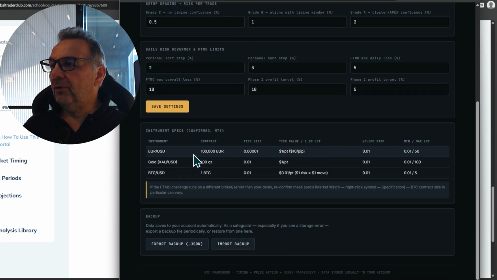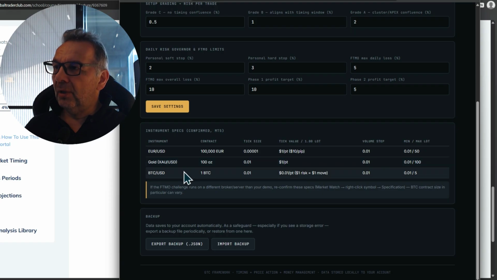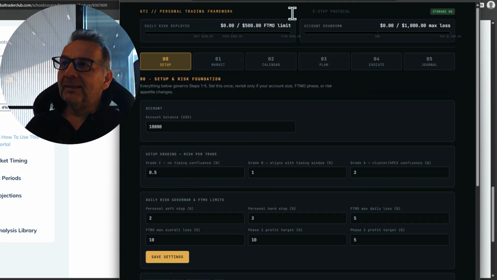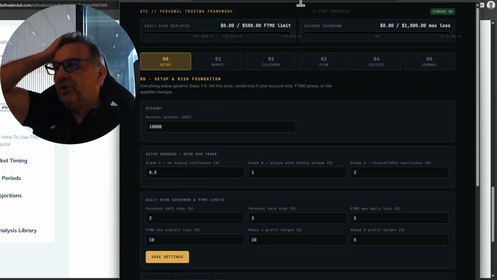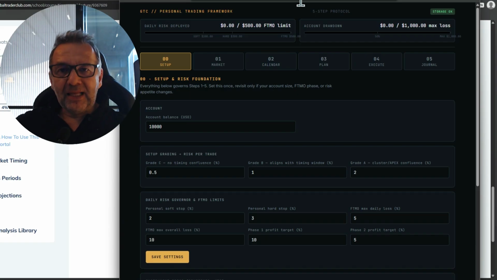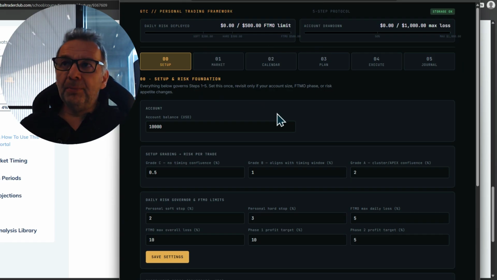Here I've got whatever I want to trade. So I've got euro, dollar, gold, and Bitcoin. I'm going to be working off this. You can use it if you want. Obviously this is just for euro, dollar, gold, and Bitcoin, but it's an HTML file, which means you can just take it and slap it on an AI like ChatGPT or Gemini, and you can use this as a base to build your own one. So it's not a problem.